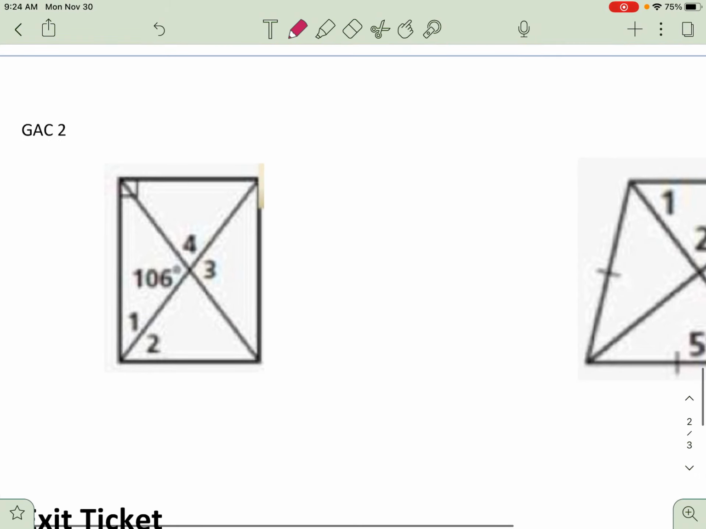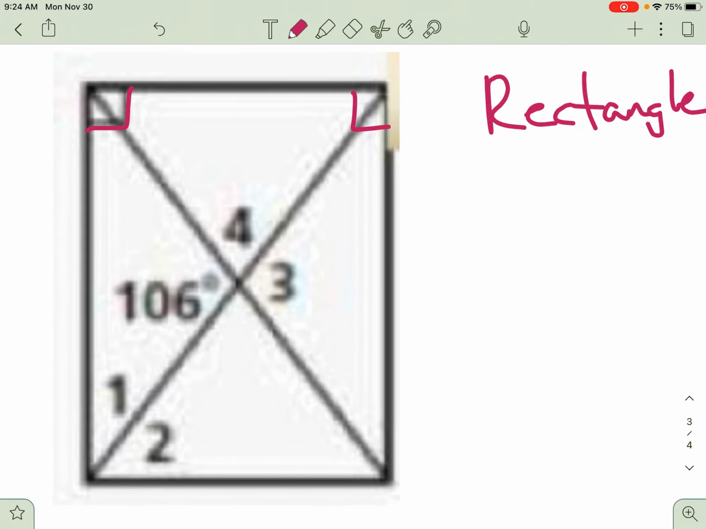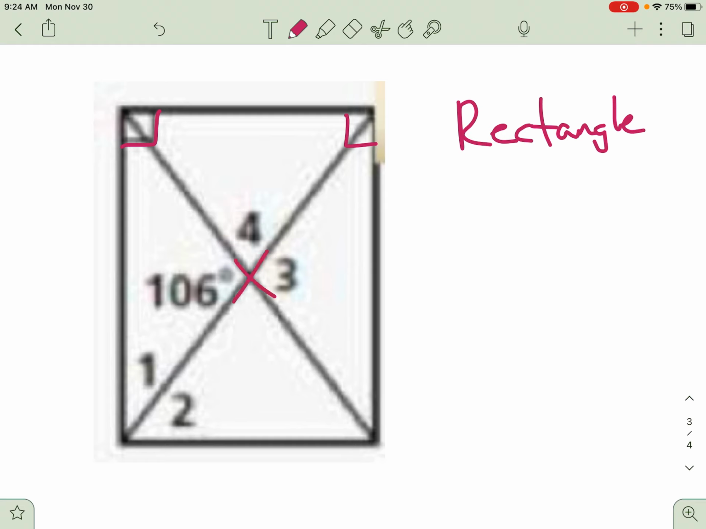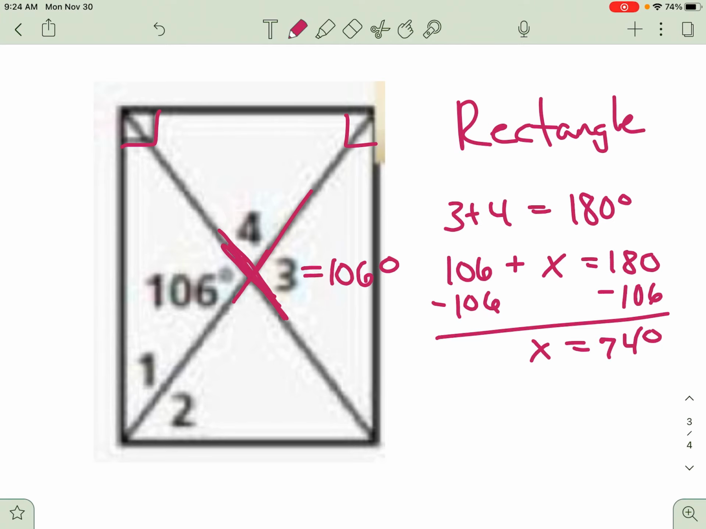All right, next one. Next one's got 90-degree angles. Okay, and it doesn't say anything about the side lengths, so we know that this is only a rectangle. Okay, in a rectangle, these are vertical angles, so this is also 106. Okay, and now in a rectangle, these go into a straight line, so 3 and 4 have to equal 180 degrees. So if 3 is 106, what's 4? 4 would be 74 degrees.